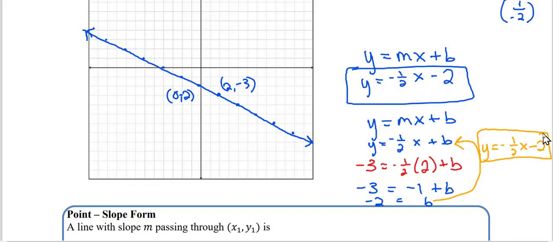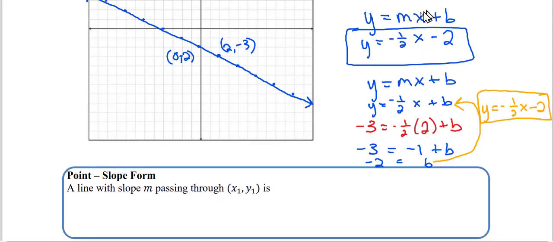I don't need to rely on the graph. Sometimes your b might be 2/7. You're probably not going to be able to easily see that from a graph. So that's why we want to have these algebraic techniques.